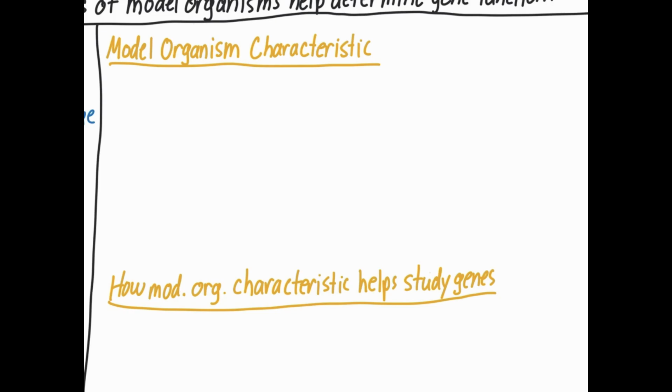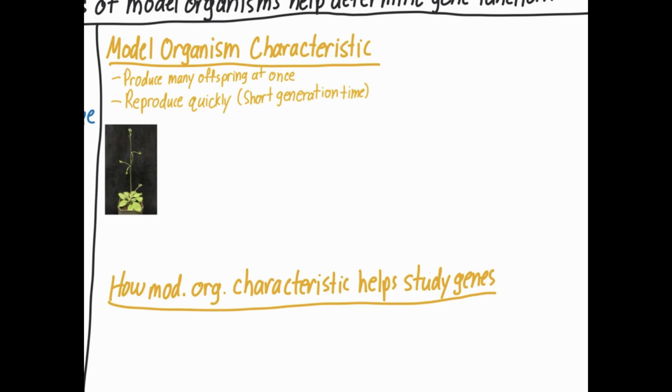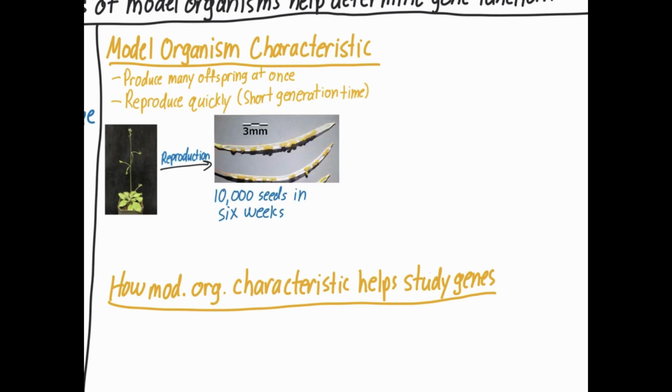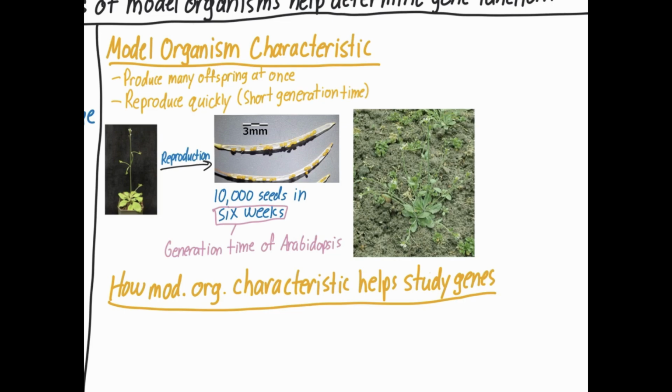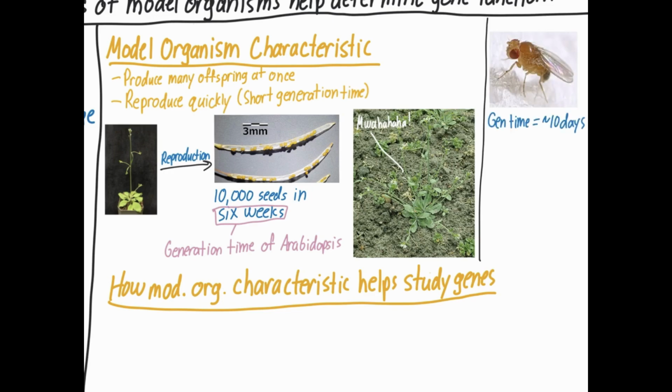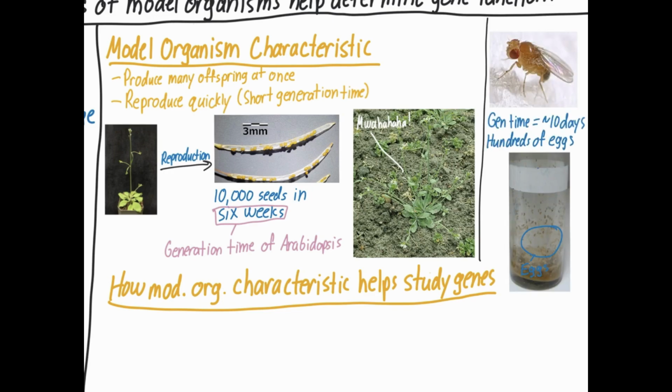Fortunately, model organisms can produce many offspring at once and reproduce quickly. In other words, they have a short generation time. Arabidopsis, for example, can produce around 10,000 tiny seeds from a single plant in about 6 weeks, which is its generation time. So if you see one of these in your yard, pull it out right away or you'll be fighting weeds for years. Drosophila takes about 10 days to reproduce and produces hundreds of eggs.